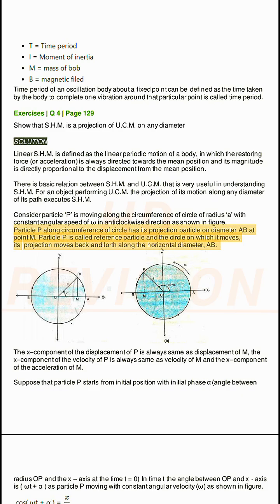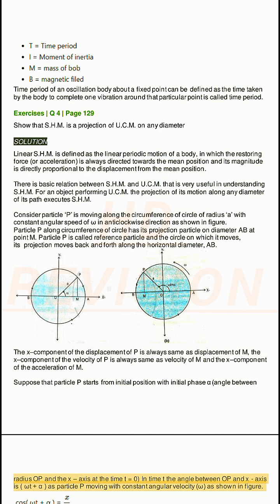Particle P is called the reference particle and the circle on which it moves is the reference circle. Its projection moves back and forth along the horizontal diameter AB. The x component of the displacement of P is always the same as the displacement of M. The x component of the velocity of P is always the same as the velocity of M, and likewise for the acceleration. Suppose that particle P starts from an initial position with initial phase alpha, the angle between radius OP and the x axis at time t equals 0.